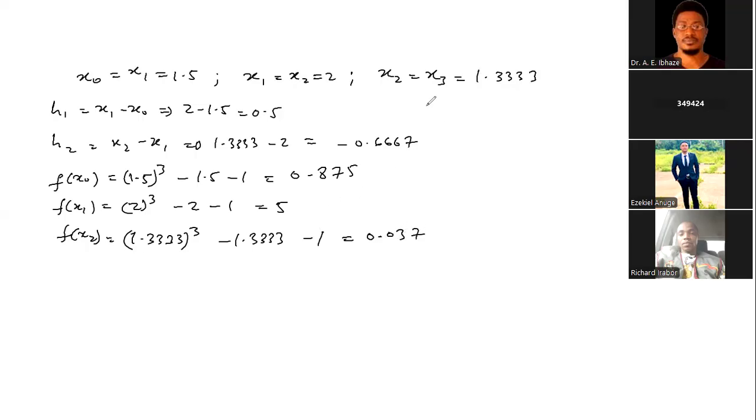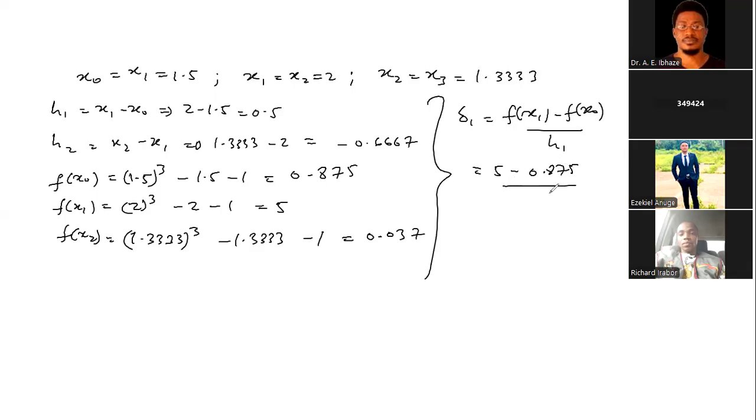So now that we have evaluated all of these, we know delta 1 will be the same as f of s1 minus f of s0 over h1. And this is going to give us 5 minus 0.875 over 0.5. So delta 1 will be 8.25, right?